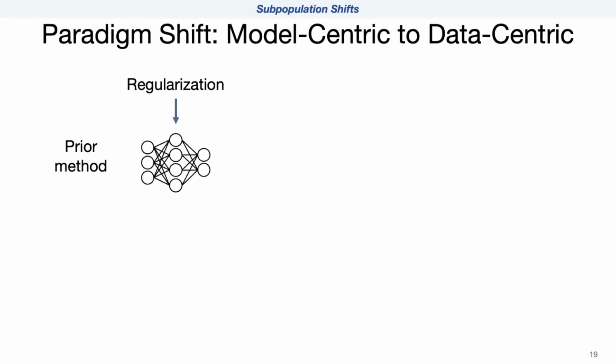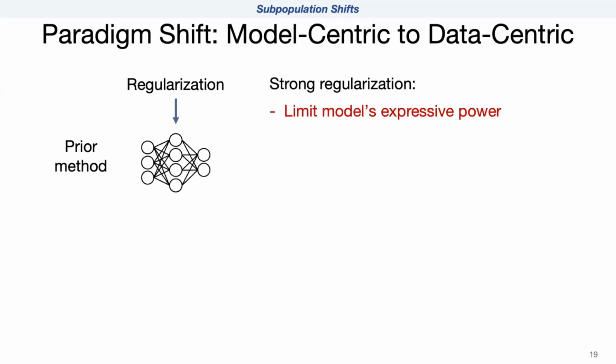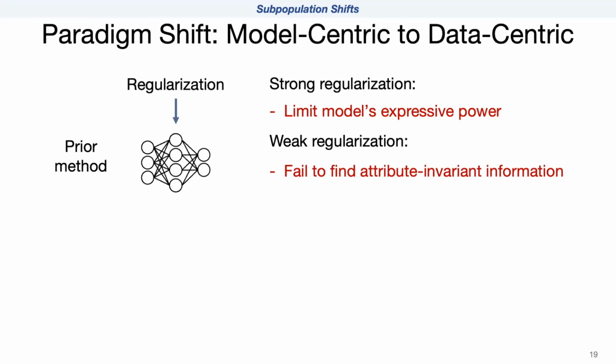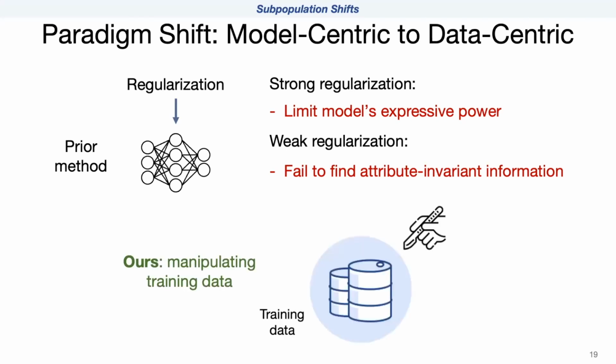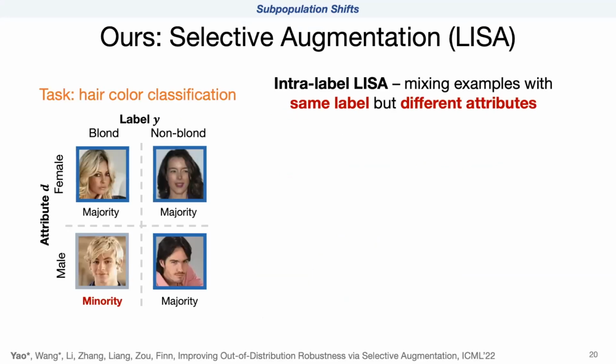Why are these models prone to fail? We claim that it is pretty hard to design a regularization that works well over different datasets. Sometimes the regularization is very strong, and it will limit the model's expressive power. And sometimes the regularization is weak, so it is tough to find attribute-invariant information. So instead of focusing on these model-centric ways, we focus on data-centric ways to directly manipulate the training data, which leads to our algorithm called LISA. LISA is a very simple but effective algorithm.